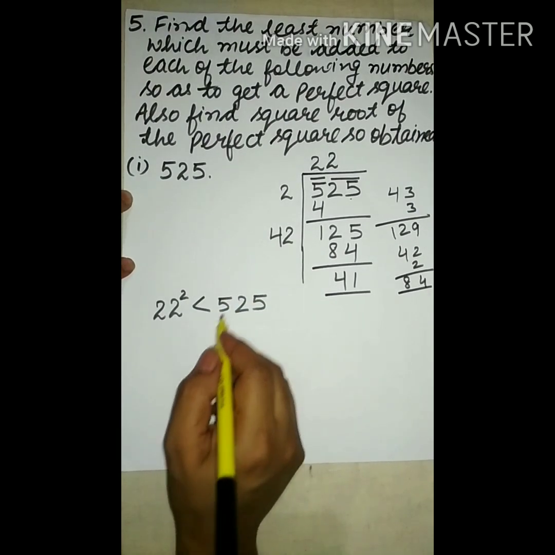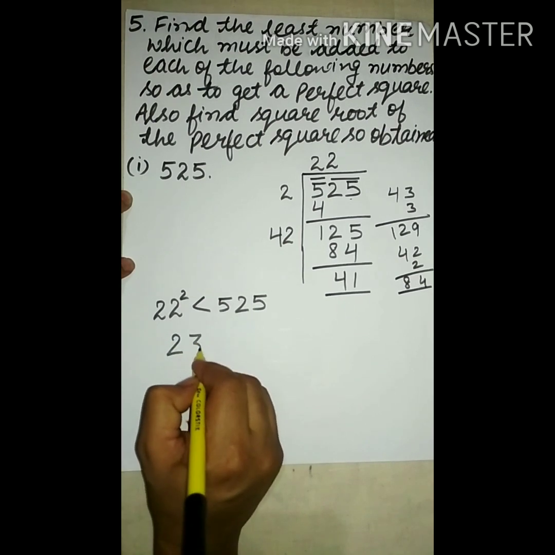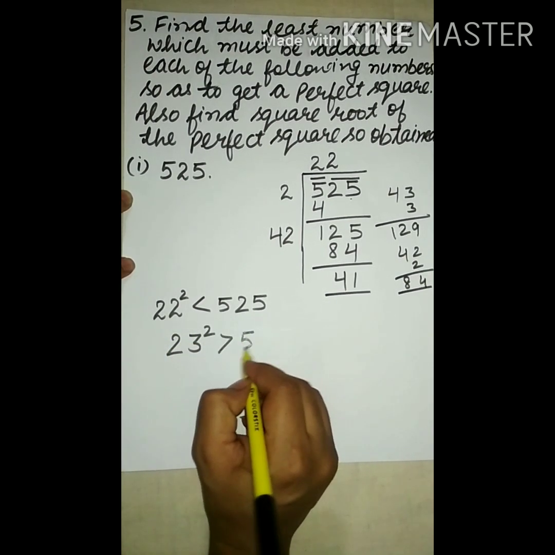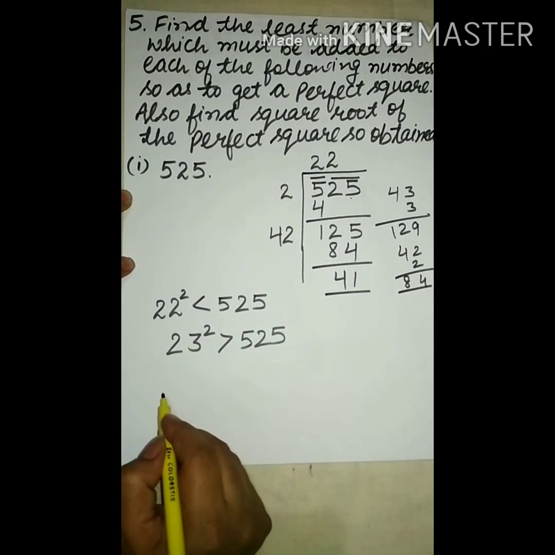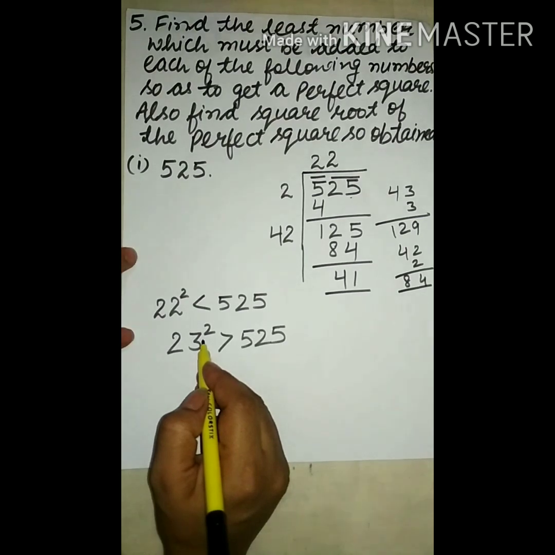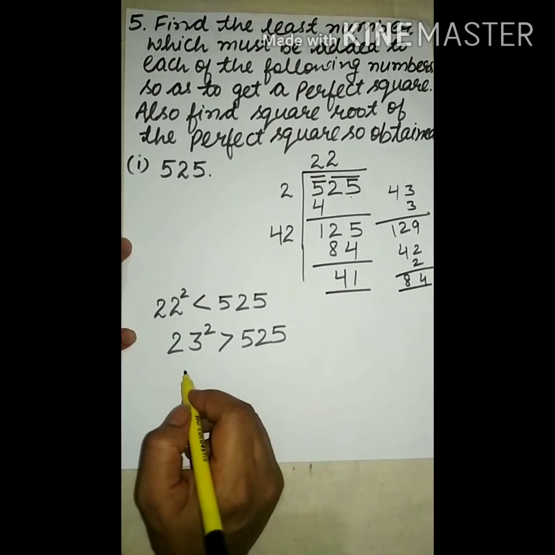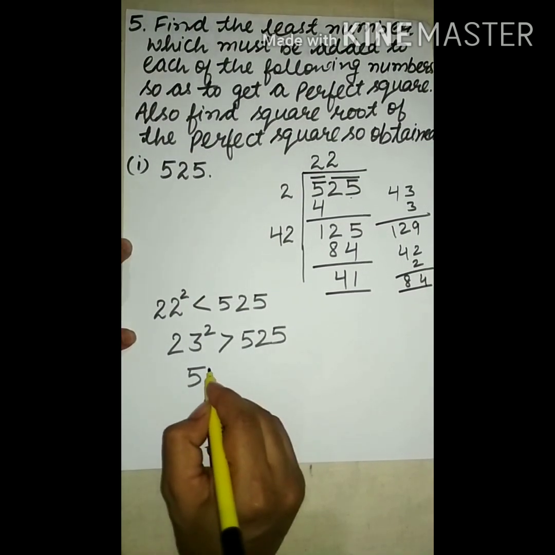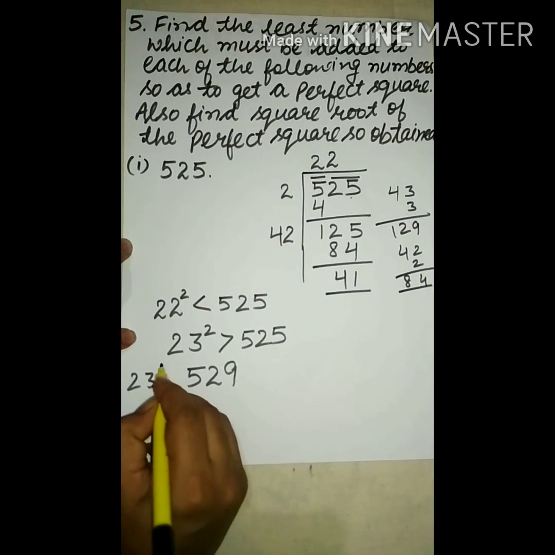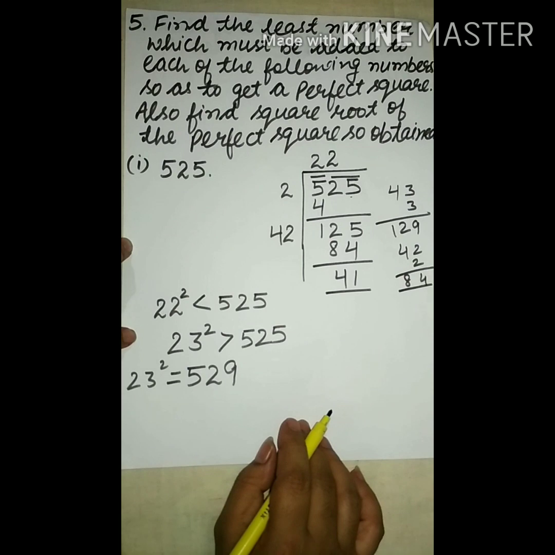Then ultimately the square of 23, which is next to 22, will be greater than 525. So I'll find out the square of 23. Square of 23 is 529. Square of 23 is equal to 529.